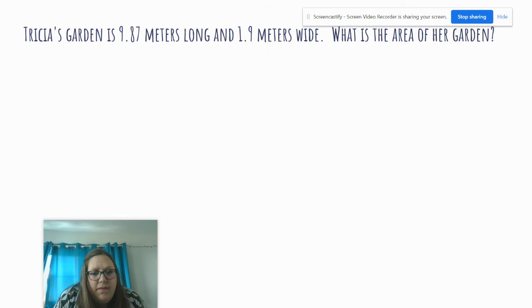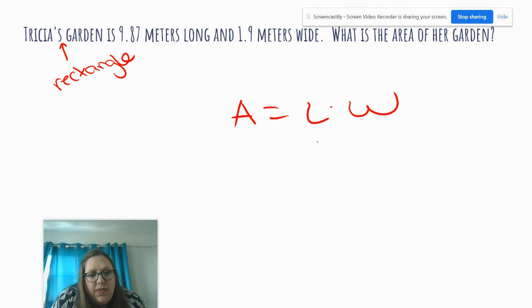All right. A coastal garden is 9.87 meters long and 1 and 9 tenths meters wide. What is the area? This should actually specify that this is a rectangle. We need to know what shape it is. To get the area of a rectangle, we multiply the length times the width. So in this case, the length is 9.87 times the width, which is 1.9. Let's multiply those.